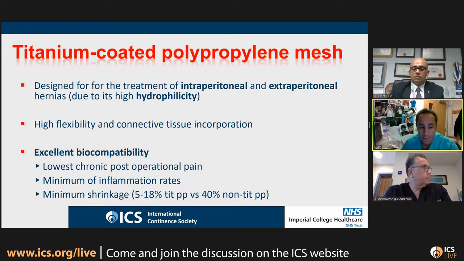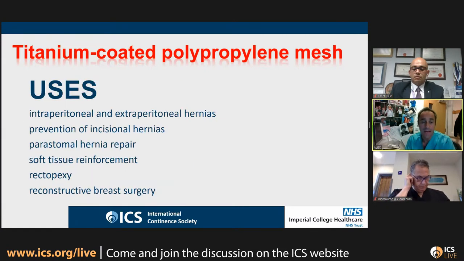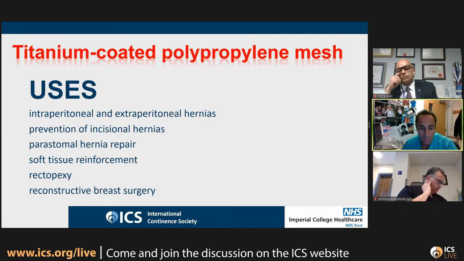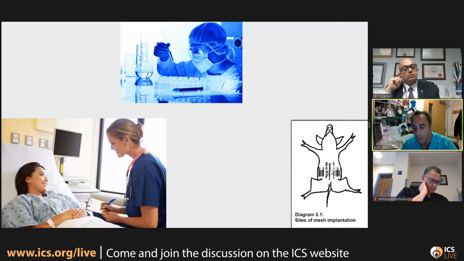As you can see, the shrinkage varies from 20% if I use a titanium cover mesh to 40%, more than double, if I use a monofilament tape or mesh not covered by titanium. This mesh has been used for, as I mentioned to you, the treatment of intraperitoneal and extraperitoneal hernia, prevention of incisional hernia, parastomal hernia, soft tissue reinforcement, rectopexy, as well as reconstructive breast surgery.